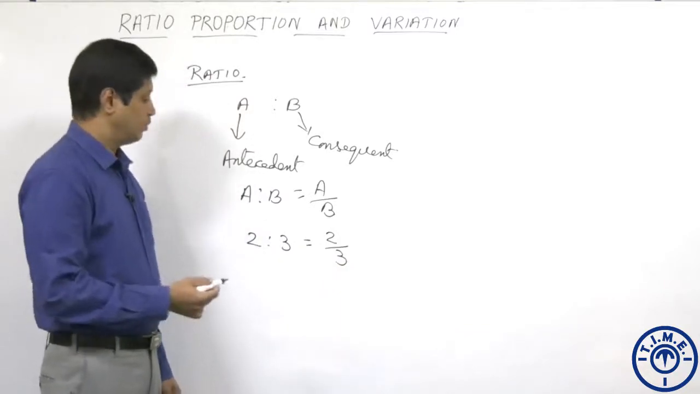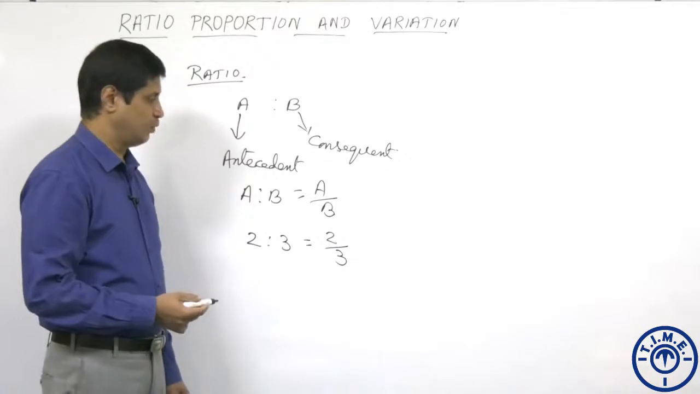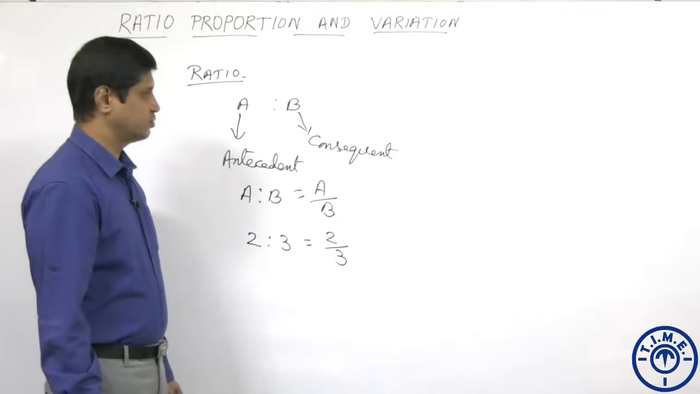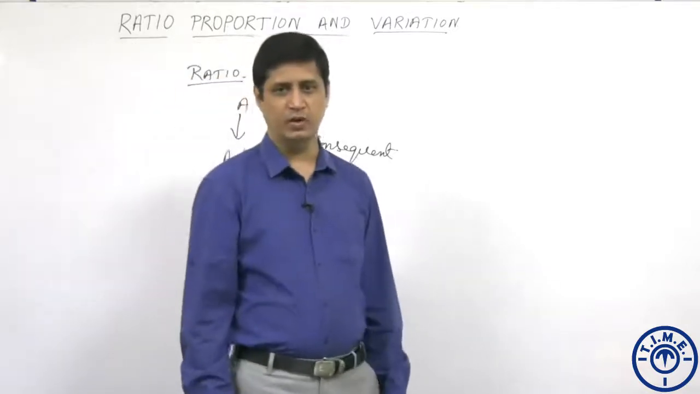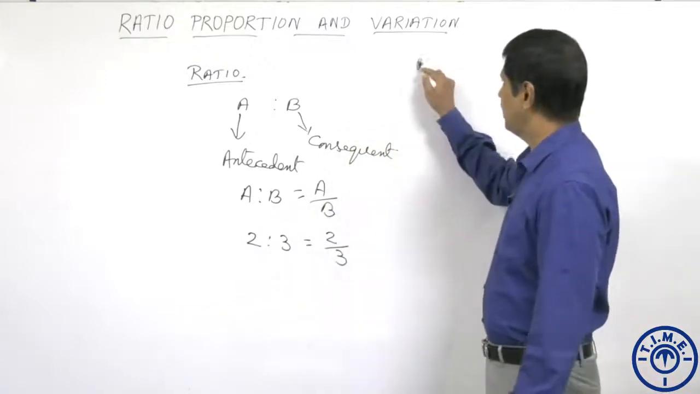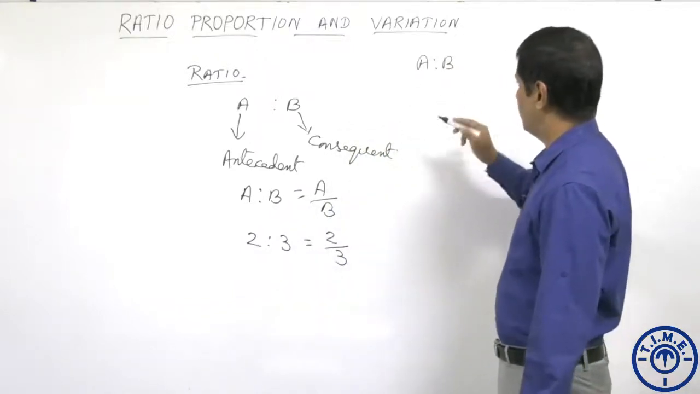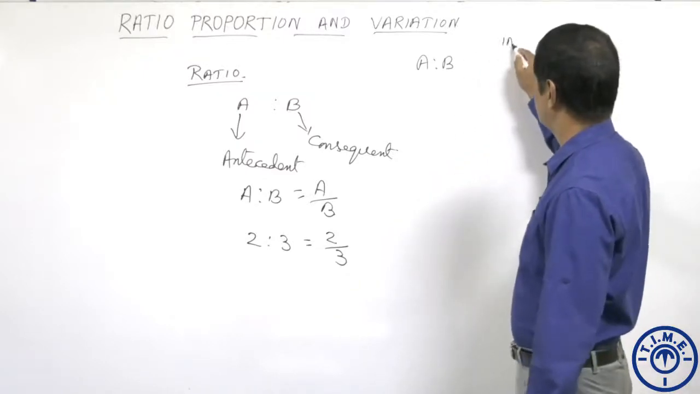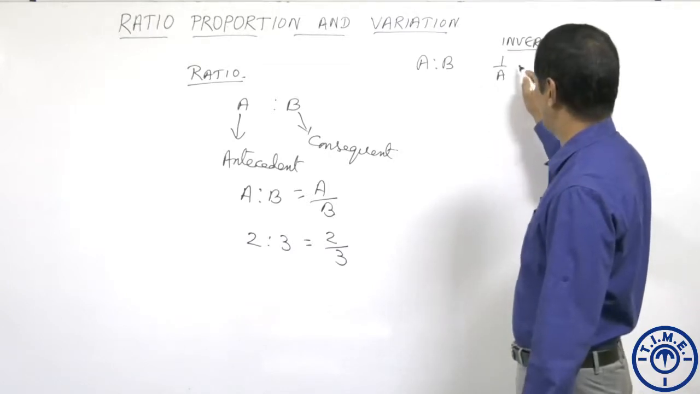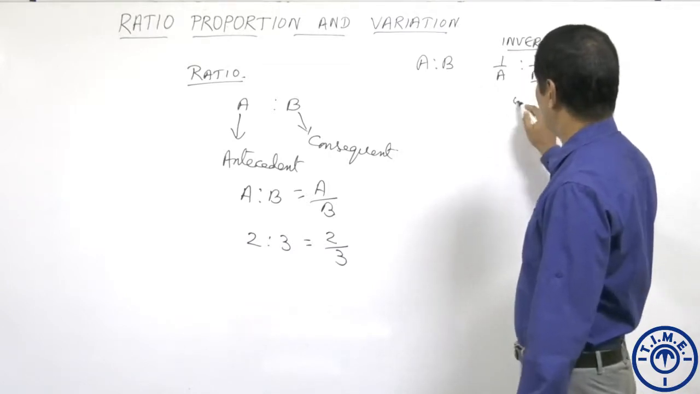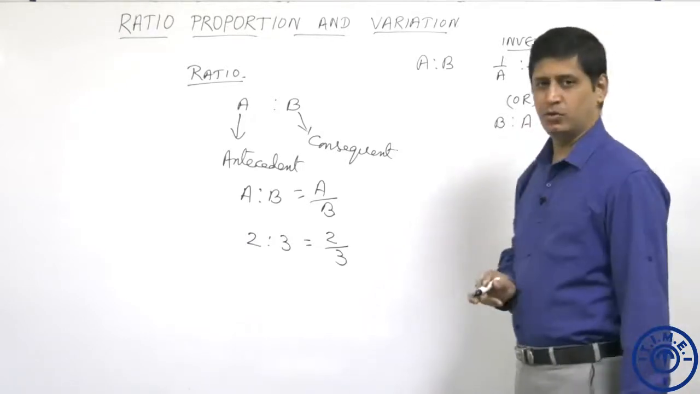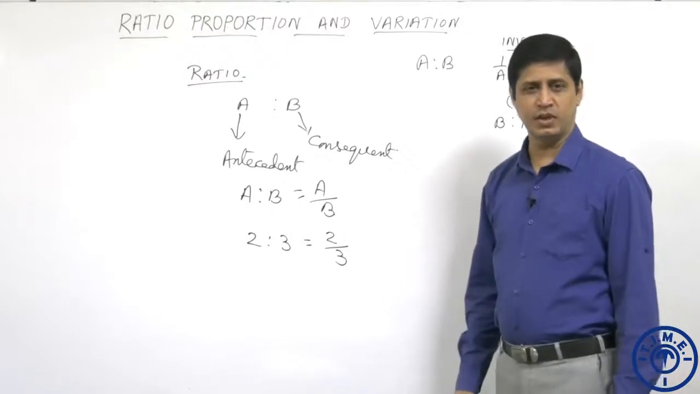A is to B is the ratio. What is the inverse ratio of A is to B? The inverse ratio of A is to B means 1 by A is to 1 by B, or we can write it as B is to A. So, A is to B is a ratio. What is the inverse ratio? It is 1 by A is to 1 by B. The other way we can write it as B is to A. So, 1 by A is to 1 by B is the inverse ratio of A is to B.